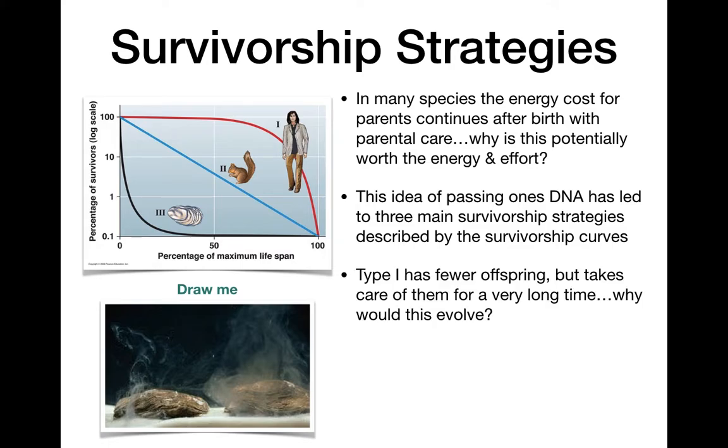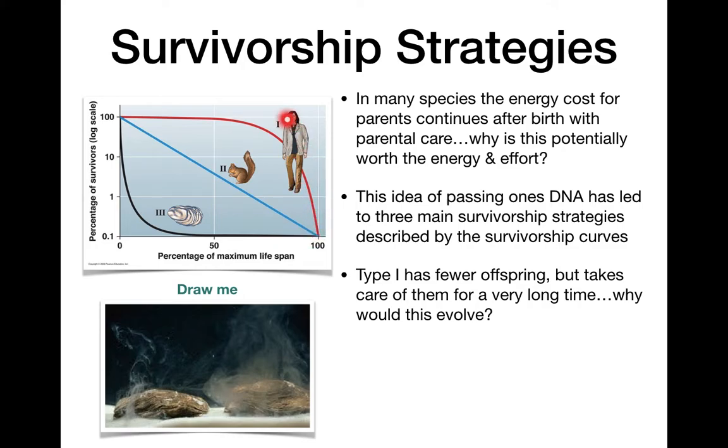So type 1, like humans, have fewer offspring, but they take care of them for a very long time. So if you look here at the percentage survival of 100% of the babies that are born, this is how many are going to live to the maximum lifespan. So most type 1 are going to live for a very long time, about half the lifespan, to middle age, then they start to die, but slowly, and they die off a lot more near the end.